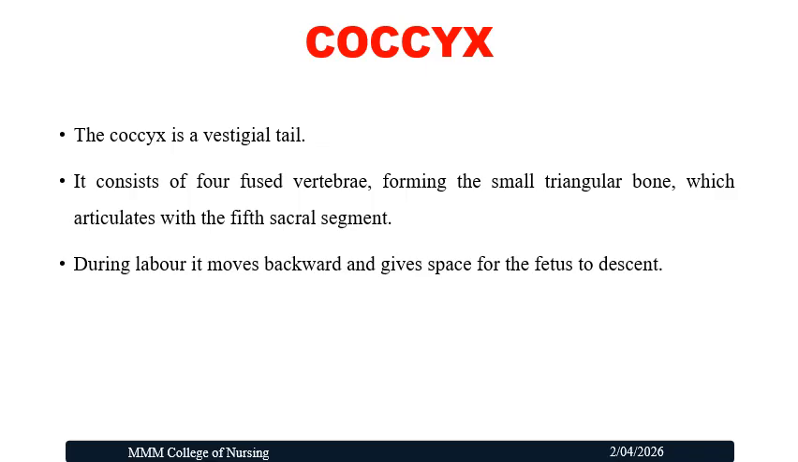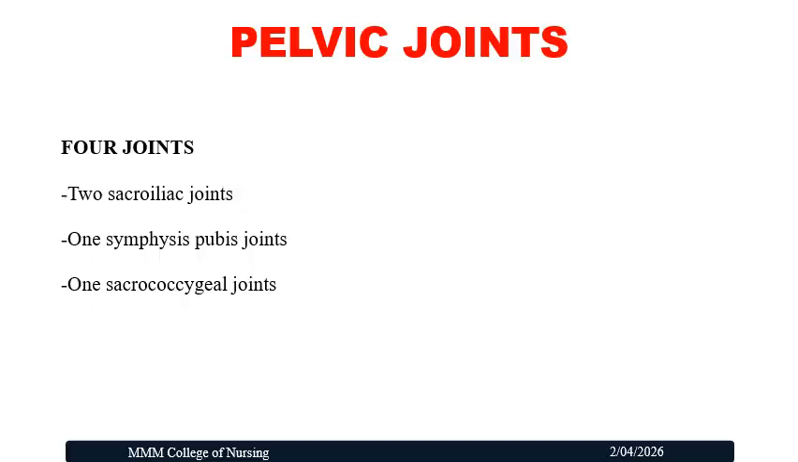Coccyx. The coccyx is a vestigial tail. It consists of 4 fused vertebrae forming a small triangular bone which articulates with the fifth sacral segment. The function of the coccyx is that it usually moves backward and gives space for the fetus to descend during the labor process. There are 4 pelvic joints: 2 sacroiliac joints, 1 symphysis pubis joint and 1 sacrococcygeal joint.